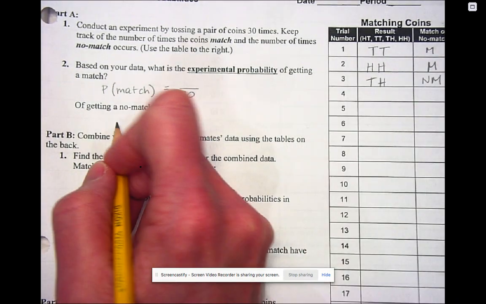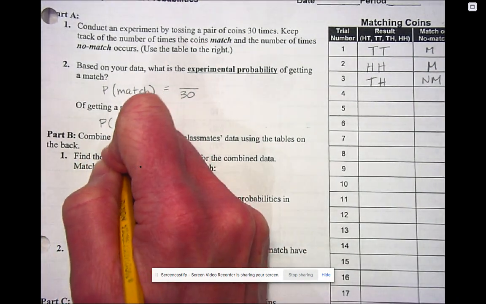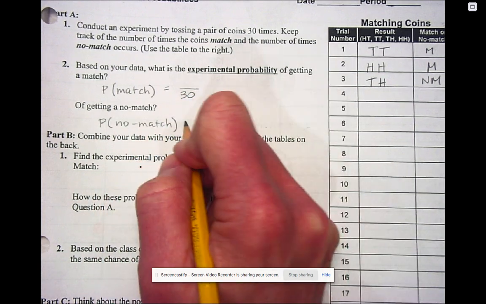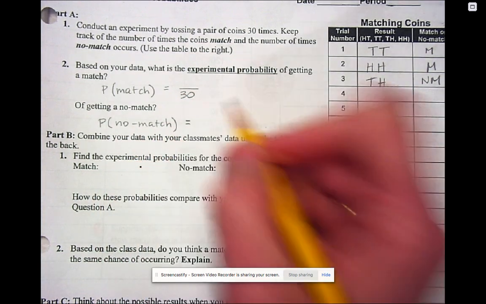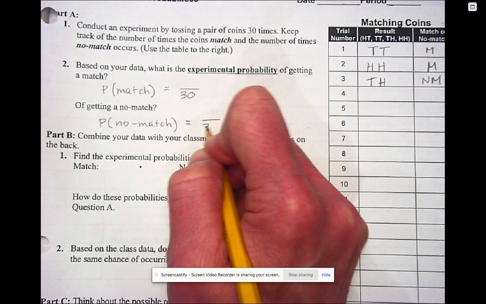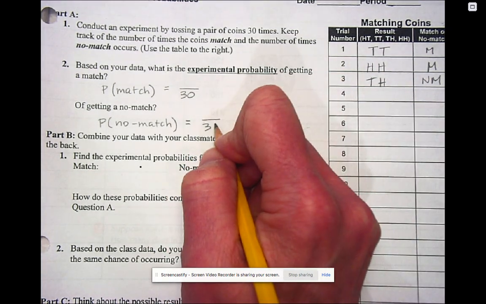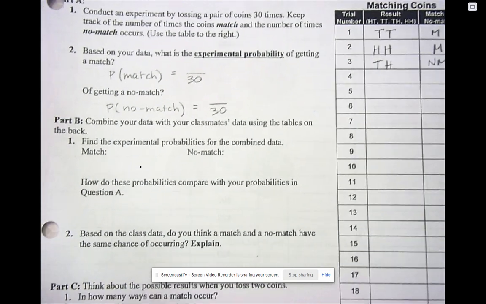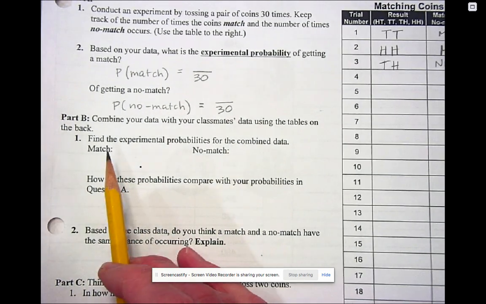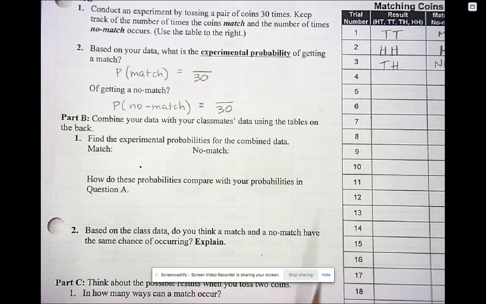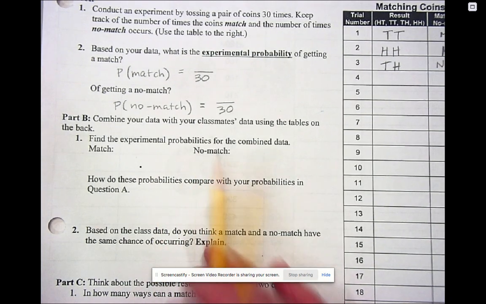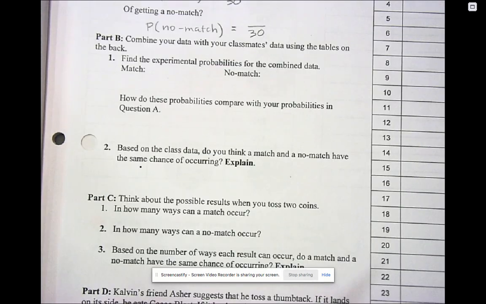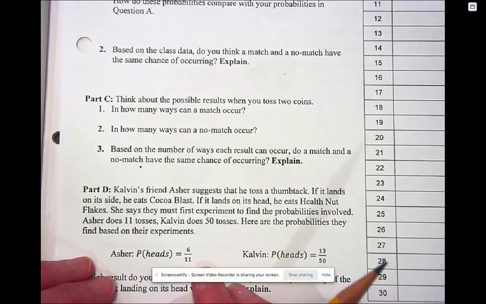Okay, how about the probability of getting no match? Okay, so can you do that? So how many no matches did you get? So how many times did he have to eat cocoa or the healthy nut flakes out of 30? So you should both have numbers there. Okay. All right, we're going to skip the experimental probabilities until tomorrow or till we're back together, because we need to get our classmates' data. So when we're back together, we'll compile that together. Okay, and let's move on to C, though.